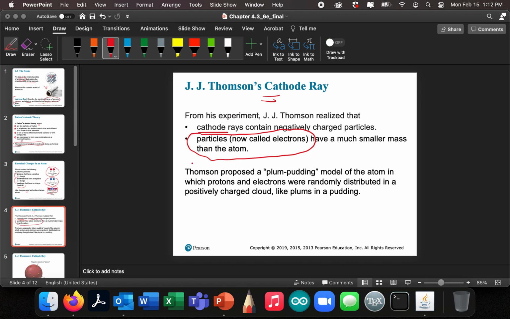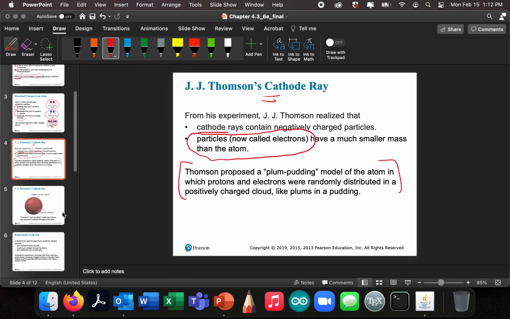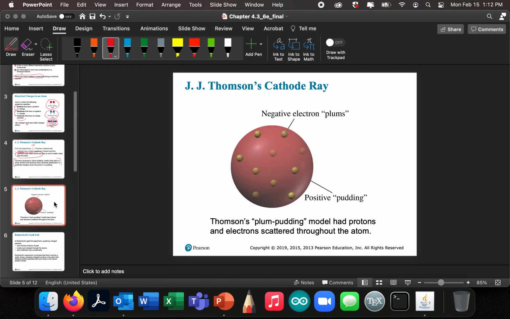J.J. Thompson then proposed a model called the plum pudding model of an atom. The plum pudding model says that protons and electrons were randomly distributed throughout an atom in something that he envisioned to be like plum pudding. So here's a negatively charged electron, and the positively charged pudding is the other stuff. Okay, so that was his model.